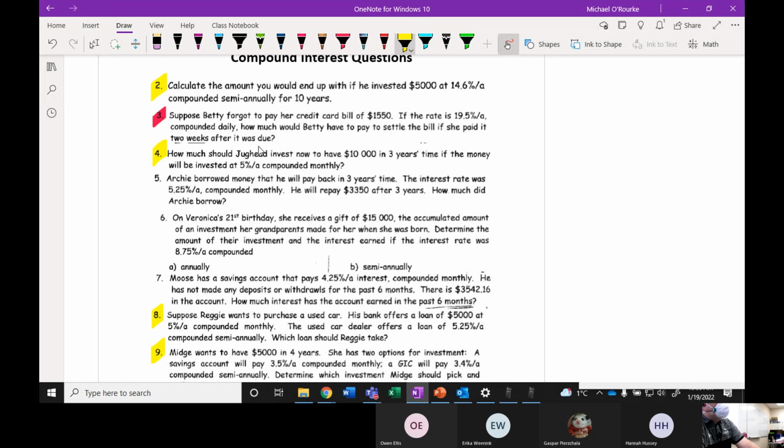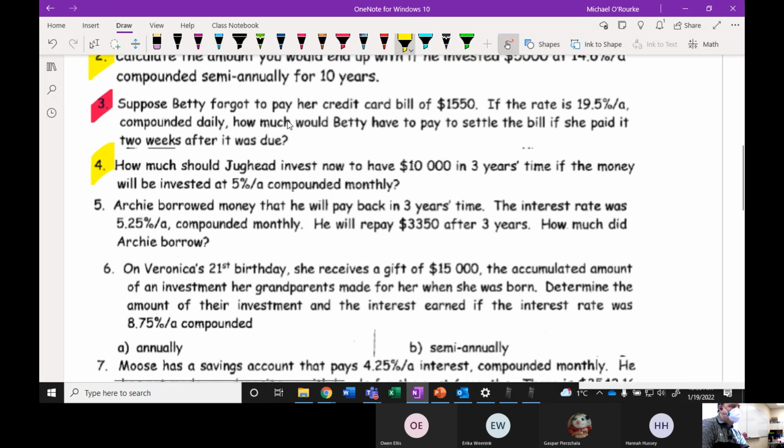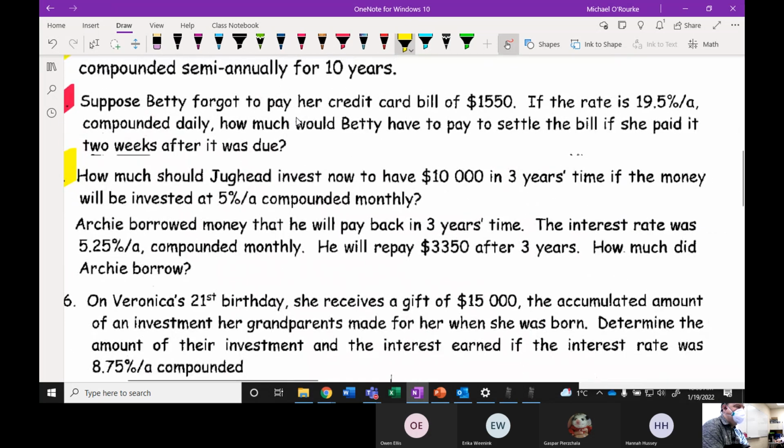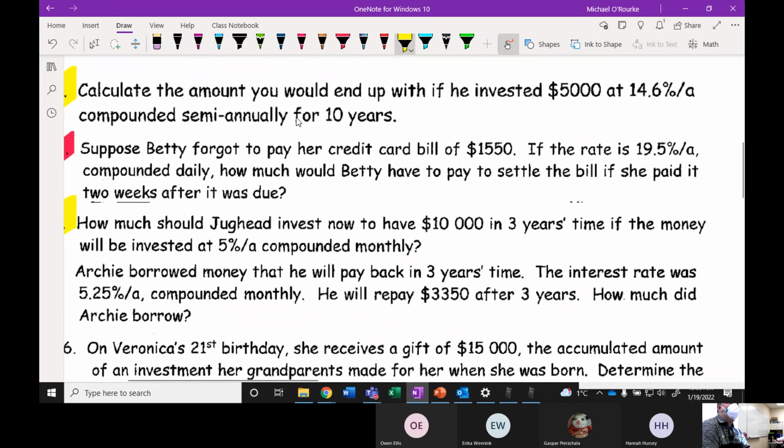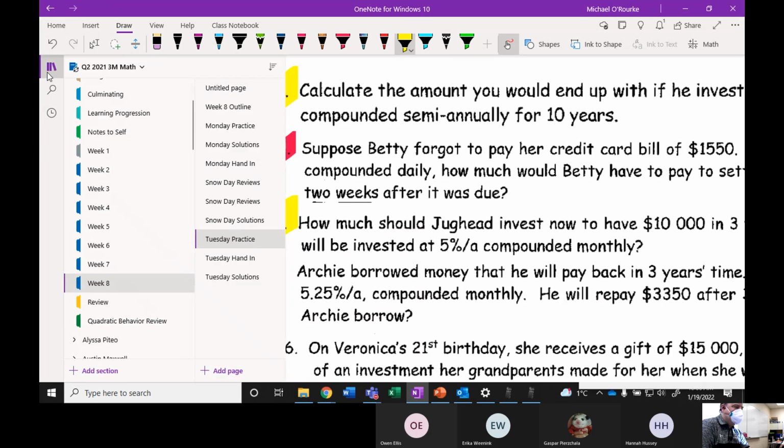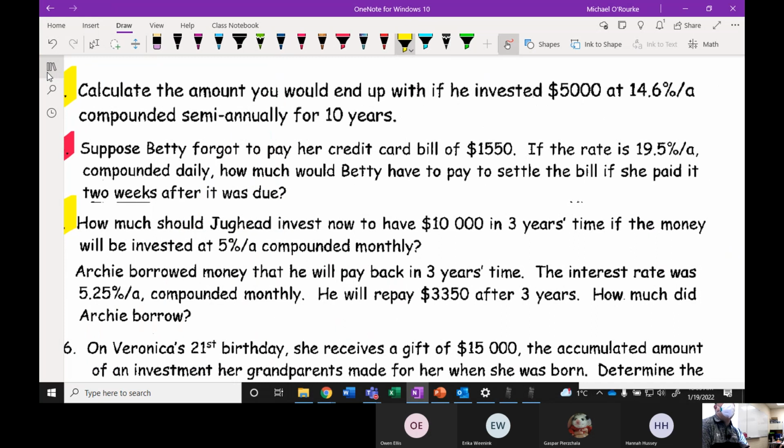What are the questions? 2, 4, 8, 9. Let's do number 3 together. Week 8, Tuesday. Sorry, did I write Tuesday or Wednesday in my homework? I wrote down Tuesday by accident. It should have been Wednesday. I'm all messed up because we missed a day.